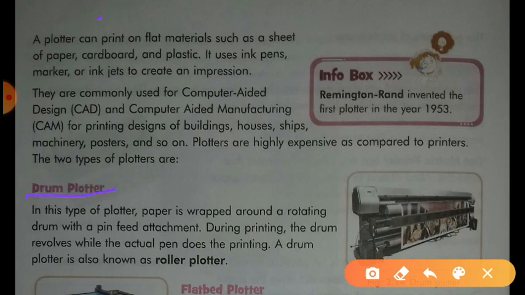Now look at the topic drum plotter. Dear students, in this type of plotter, paper is wrapped around a rotating drum with a pin feed attachment. During printing, the drum revolves while the actual pen does the printing. A drum plotter is also known as a roller plotter.